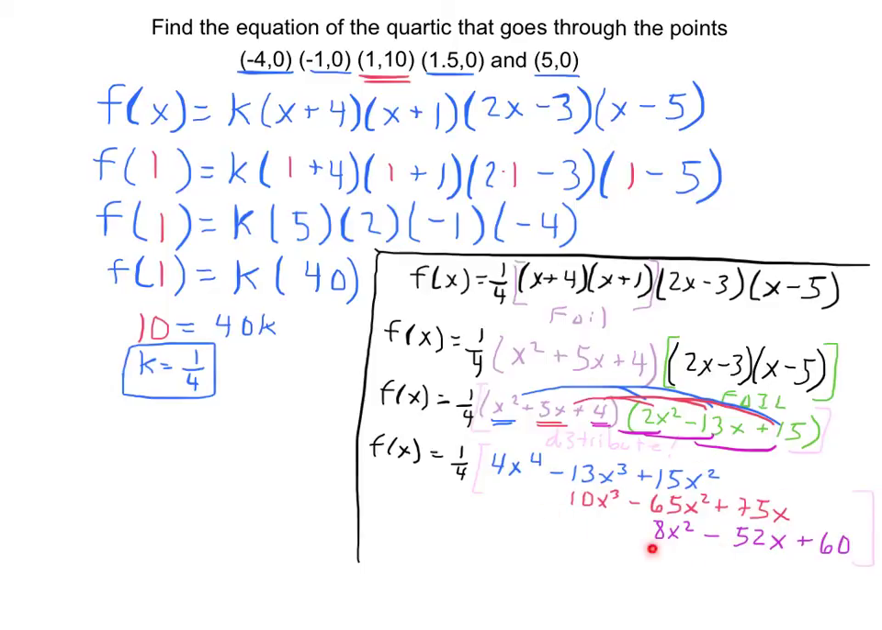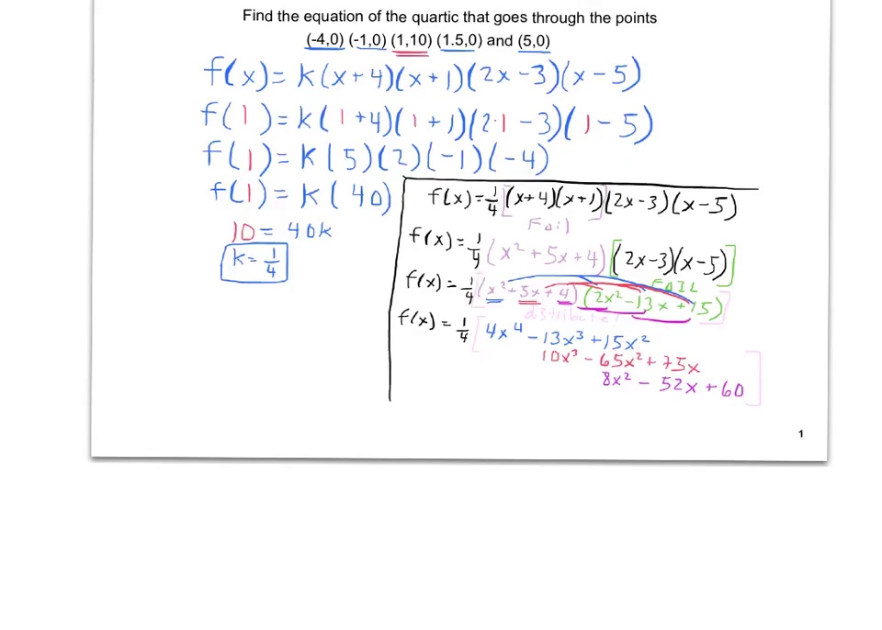So all of this information here needs to be gathered. I need to combine my like terms, but my like terms are stacked vertically for me, so I can add them. Just need a little bit more space. Okay, x to the 4th first, there's only 4 of them. Get your x cubed, -13 and +10. Next one, x squareds, let's see here, positive 15 minus 65 plus 8. 75 minus 52, and the 60 at the end.